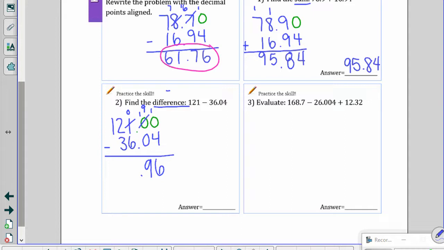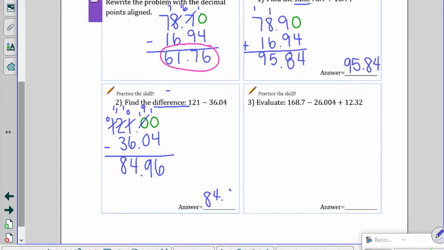Oh, we got to the ones place. Looks like we're going to need to do some more borrowing. So let's borrow from the tens place. So we borrowed 1 ten, which is 10 ones. 10 minus 6 is 4. And in the tens place, we have 1 minus 3. Well, we can't do that. So let's borrow from the hundreds place. So 100 is 10 tens. So 11 minus 3 is 8. So our final answer here is 84 and 96 hundredths.